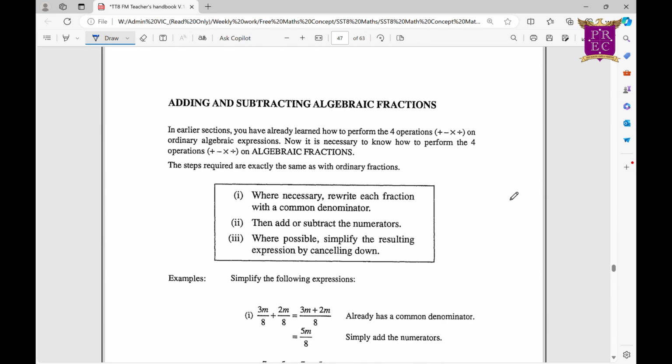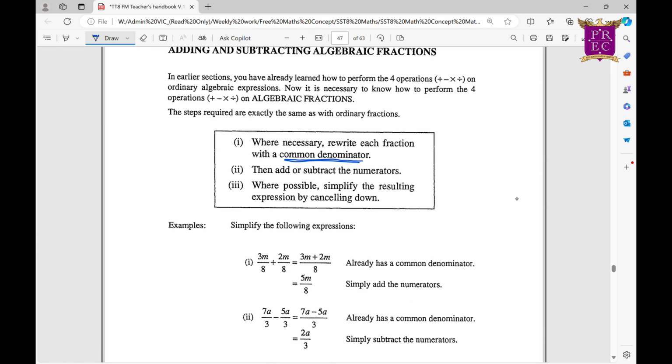Algebraic fractions, again, work in the same way that ordinary fractions do. They've written out a really nice and concise step-by-step process on how to do that. So if you notice that the denominator is not the same, just like with an ordinary fraction, you must first make sure that you find a common denominator, and then you perform the addition and subtraction on the numerators, and where you can, simplify it down.